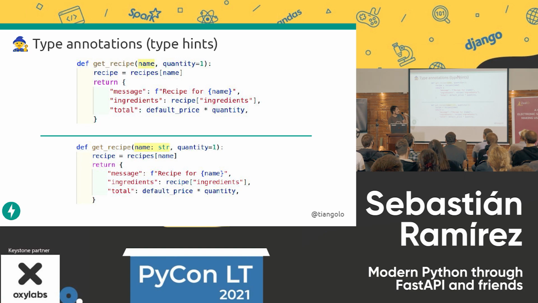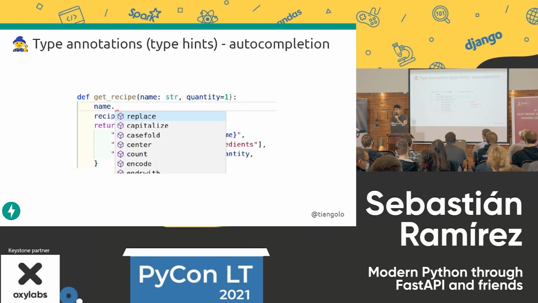But if we change just in this name, if we tell the editor, hey, this parameter of the function is a string, and this is how we say it. We just say colon, and then str, this is a string, suddenly we get autocompletion. The editor will be able to tell us, hey, because this is a string, you have these autocompletion methods and this is stuff that you can do with strings.